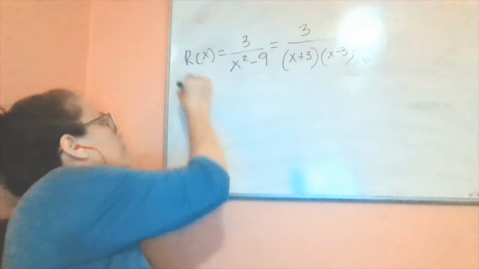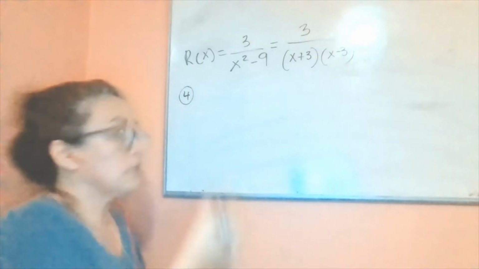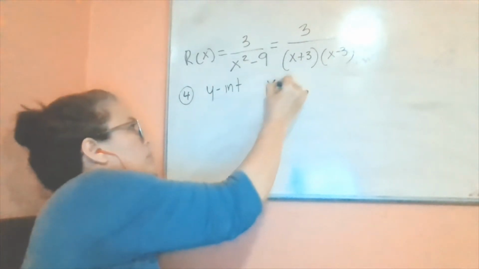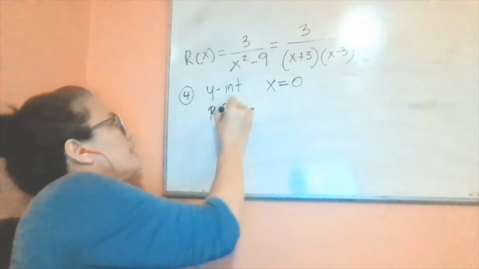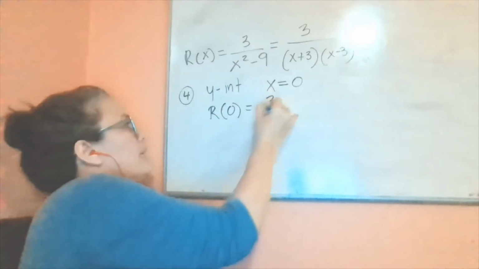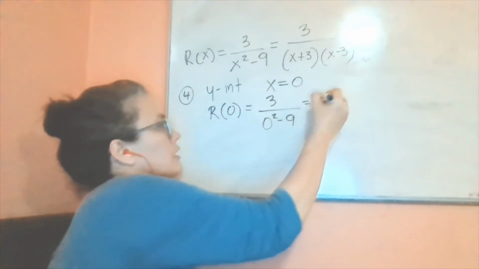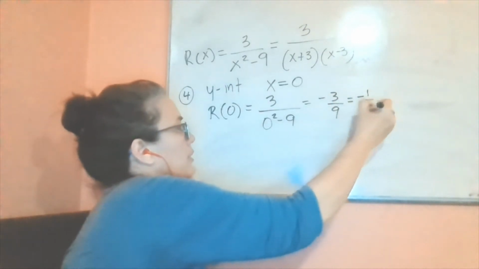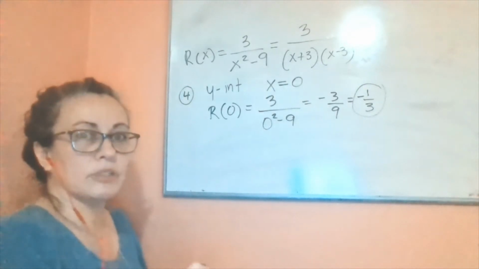Step number 4. Step number 4 is finding the y-intercept. The y-intercept by definition is when x equals 0. What I'm going to do is use the original, because it's going to be easier for me. Replace the x with a 0. 3 over 0 to the second power minus 9. If you do this, it's going to be -3/9 or -1/3. Over here, I have the y-intercept.